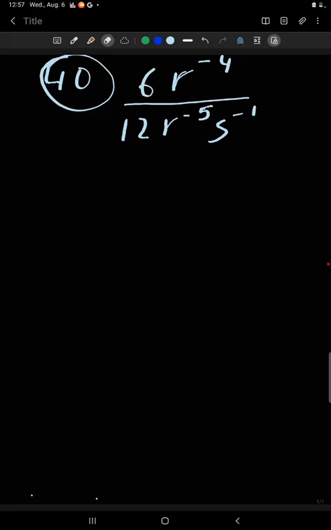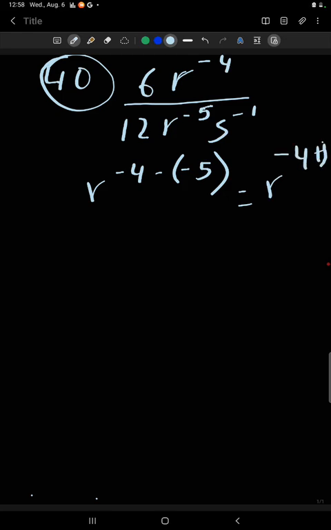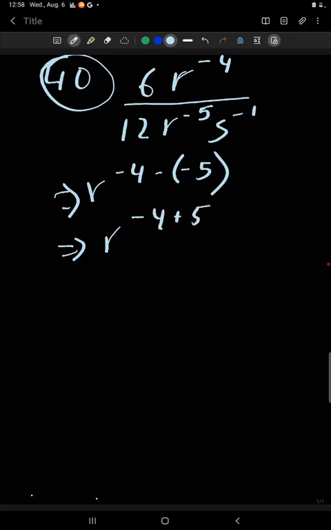So r in total is going to be r to the power negative 4 minus negative 5, so it's going to be negative 4 plus 5. So just dealing with r's, we have negative 4 plus 5, which is the same thing as r to the power 1, which is r itself.